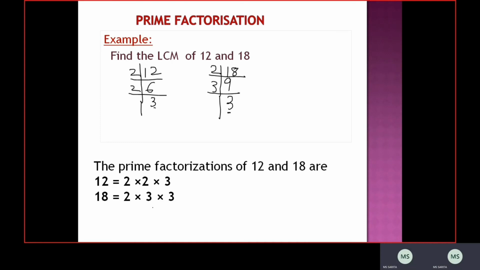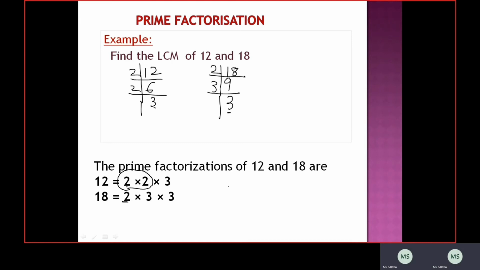So now using these prime factors, we have to find the LCM. Here we'll see the first number. The first number is 2. Now we have to see in which factorization this 2 is repeated the maximum number of times. Here in 12 it is repeating 2 times, but in 18 it is repeating 1 time.